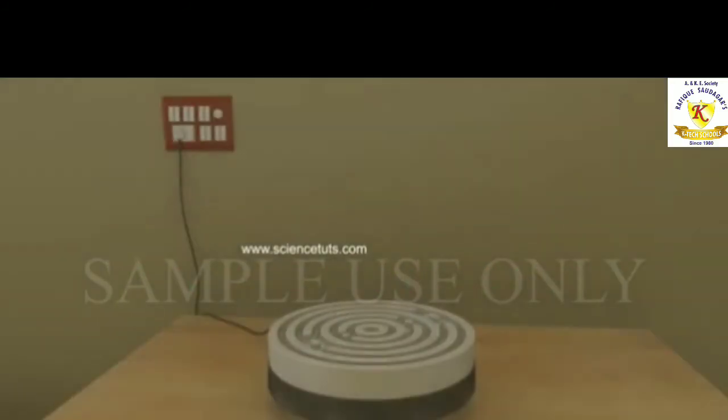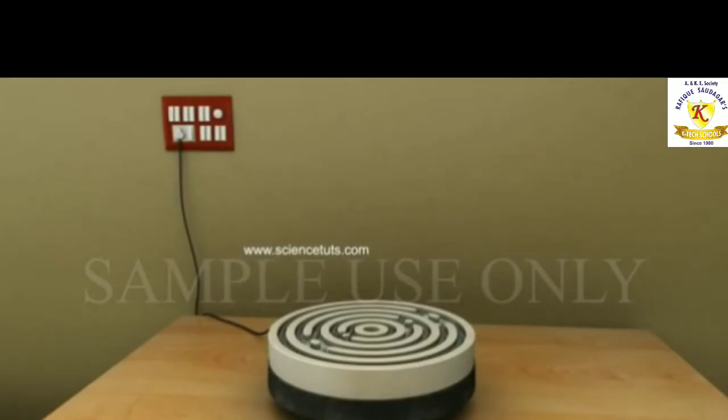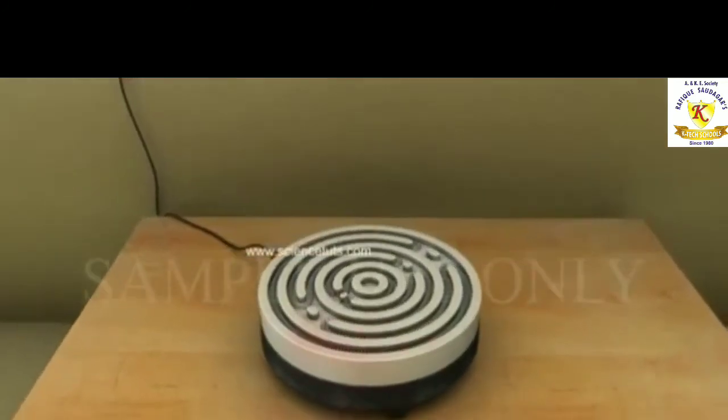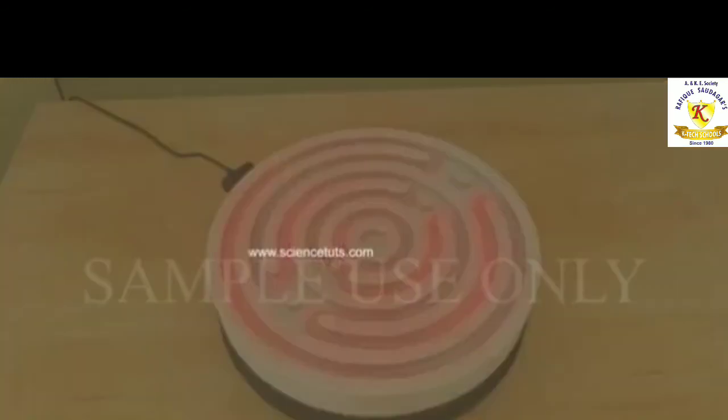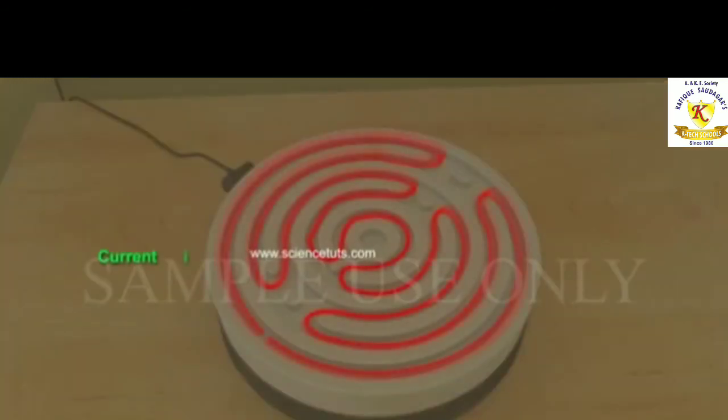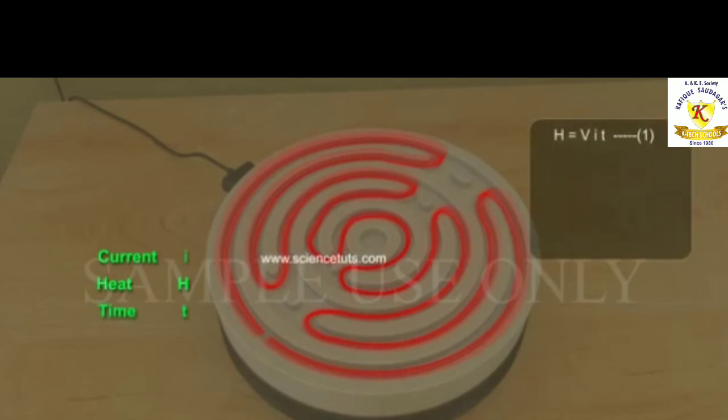Are you understanding, children? So what happens to this energy expended by the source? This energy gets dissipated in the resistor as heat. Thus, for a steady current I, the amount of heat produced in the time t is H is equal to VIt. Let this be equation 1.